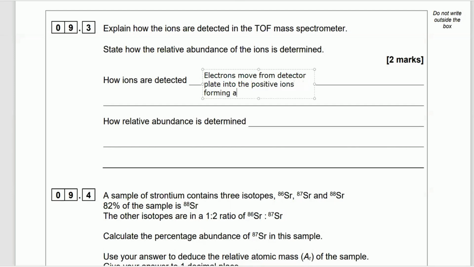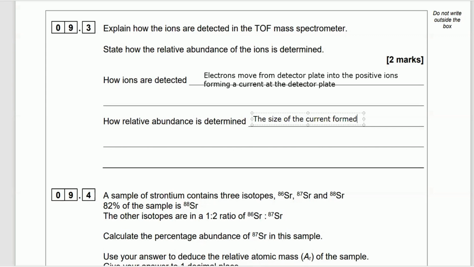it has electrons running through it. And those electrons are negative. So as the ions get close, those electrons are going to be attracted and they're going to zap out of the plate towards the positive ion, forming a current when it gets close enough. So if you connect an ammeter to the detector plate, you'll get a reading on your ammeter to show that ions are arriving.